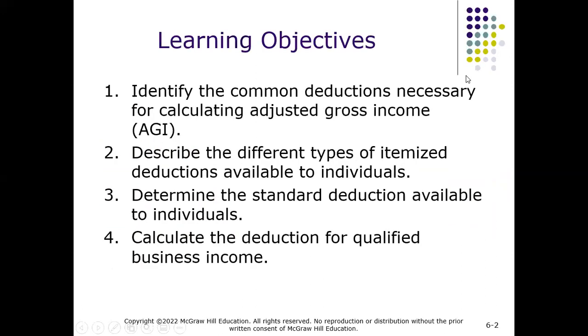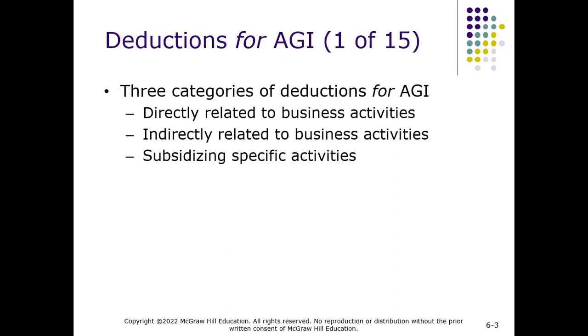Okay, so the learning objectives for our chapter are identifying the common deductions necessary for calculating adjusted gross income. So we're going to be looking at deductions for adjusted gross income. We're going to look at the different types of itemized deductions, which would be deductions from adjusted gross income, as well as the standard deduction amounts for 2021. And then finally, another deduction from adjusted gross income that came out a few years ago, the deduction for qualified business income. So let's get started.